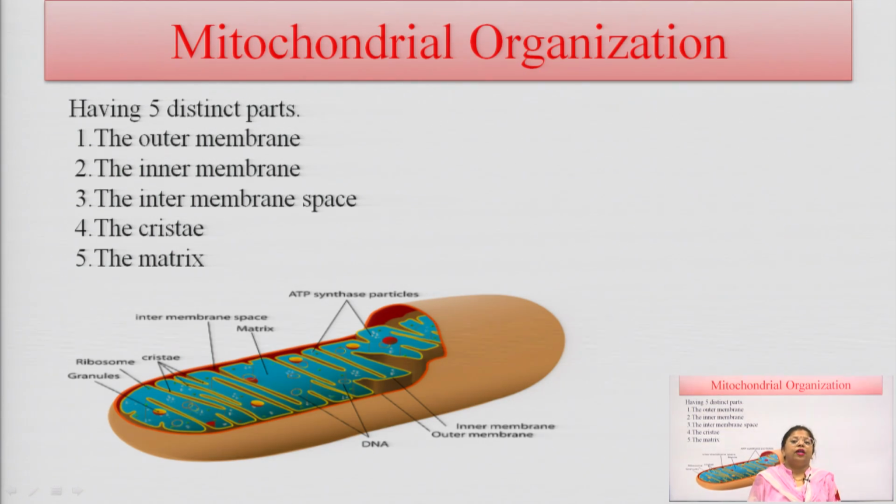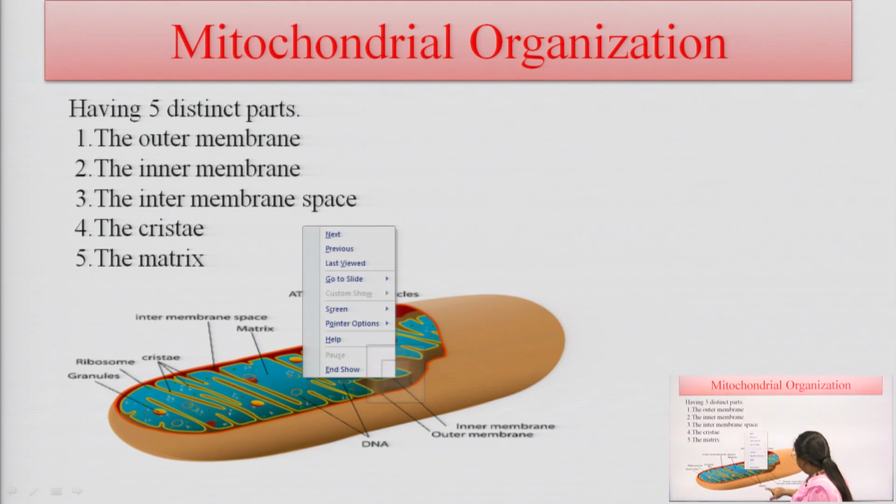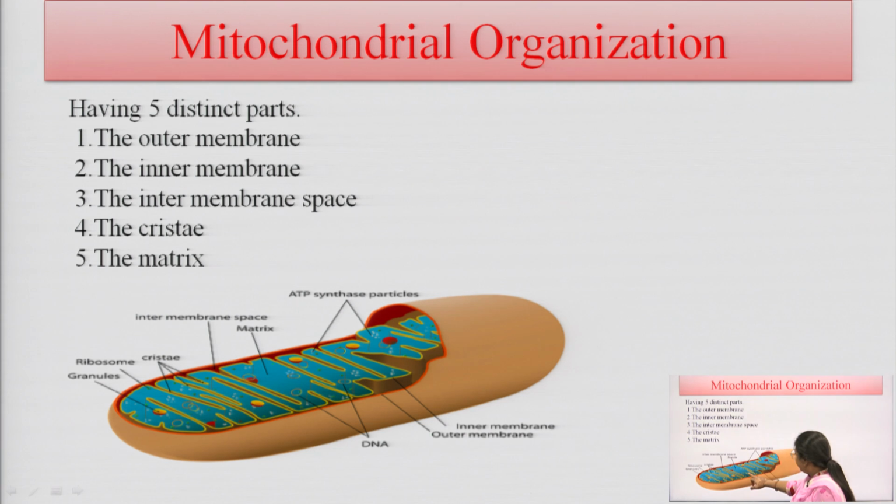And what is the mitochondrial organization here? The mitochondria have five distinct parts. The first is the outer membrane, the second is the inner membrane, the third is the intermembrane space, the fourth is the cristae, and the fifth is the matrix. In the structure, this is the inner membrane, this is the outer membrane, and DNA is also present in the mitochondrial matrix. Intermembrane space, cristae, ribosomes, granules, and ATP synthase particles are also present in the mitochondria.